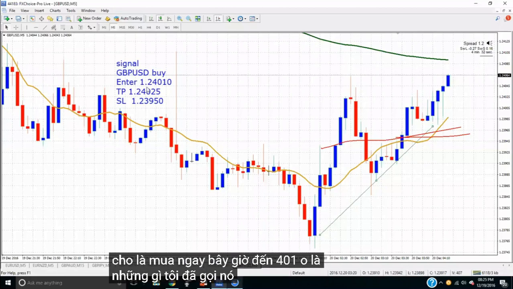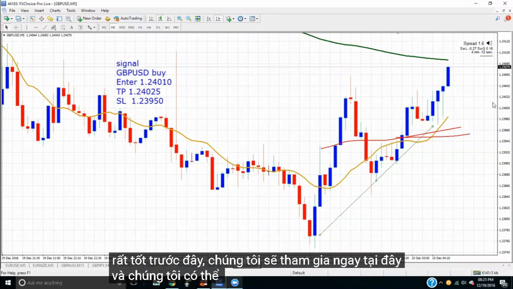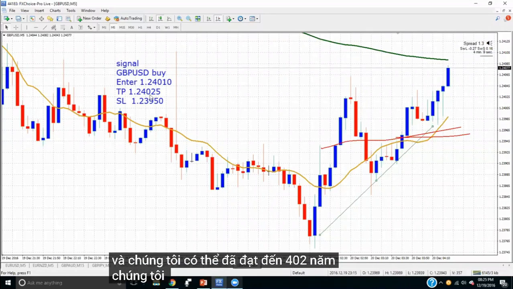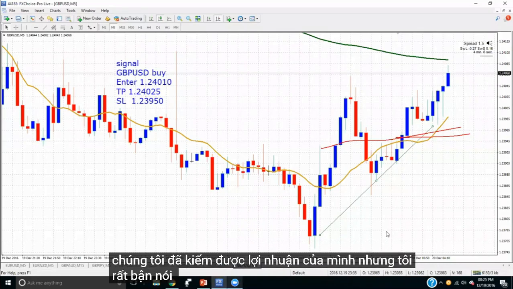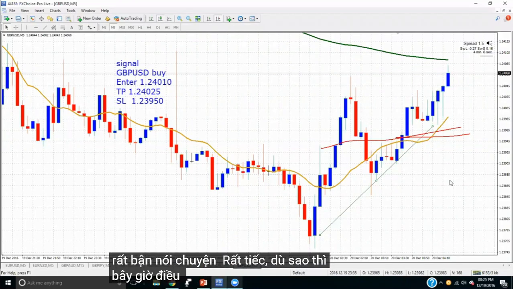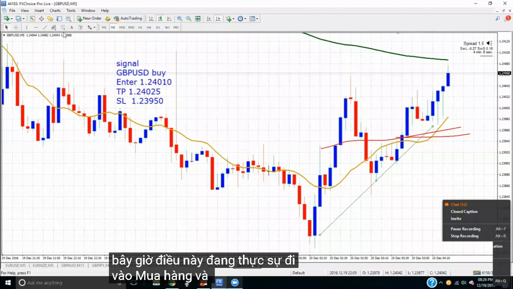24010 is what I called it at a while ago. We would have got in right here, and we would have made our 24025. We would have already made our profit. But I'm so busy talking a lot, sorry. Anyway, so now this is really going into a buy.